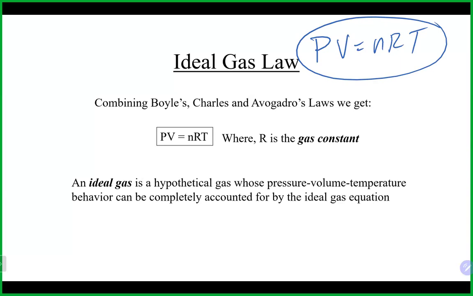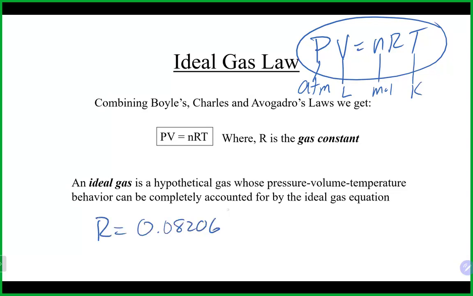It is also the most restrictive in terms of the units. When you use the ideal gas law, pressure has to be in the units of atmospheres. Volume has to be in units of liters. Moles should be moles. And temperature has to be Kelvin. And the reason for all that is R. R is a gas constant, 0.08206. It has units of liters times atmosphere per Kelvin times mole. So that is why everybody else has to be in those units for them to cancel out correctly.